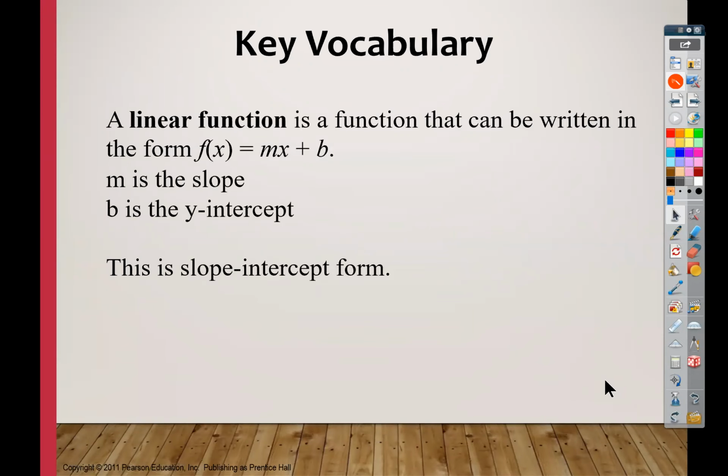So the key vocabulary is: a linear function is a function that can be written in the form f of x equals mx plus b, where m is the slope and b is the y-intercept, in that slope-intercept form.